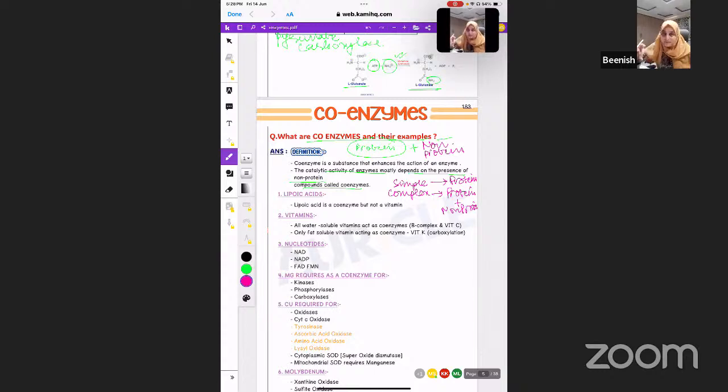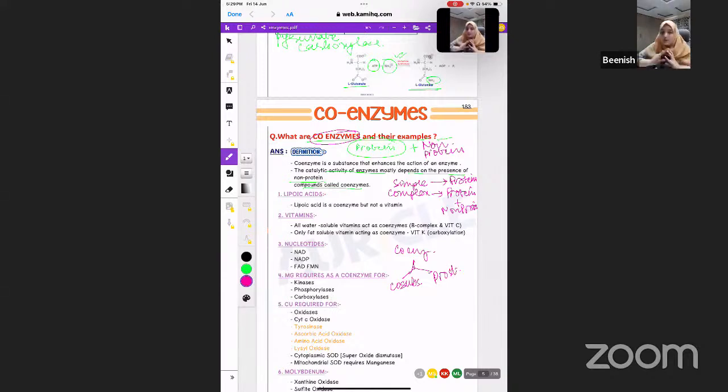So, a cofactor, if that non-protein part is a metal, then it becomes a cofactor. And coenzyme, if that non-protein part is a small organic molecule, then it is a coenzyme. And mostly these coenzymes are derived from your vitamins, like your NAD, which comes from niacin, your FAD, which contains riboflavin. So that becomes your coenzyme. Now, this coenzyme can either be a co-substrate or it can be a prosthetic group.